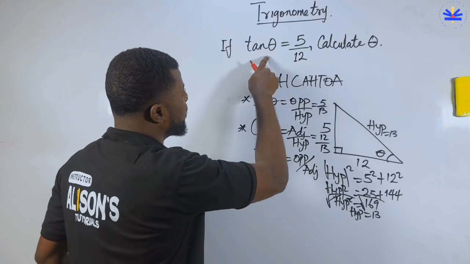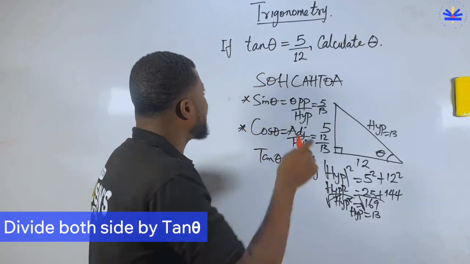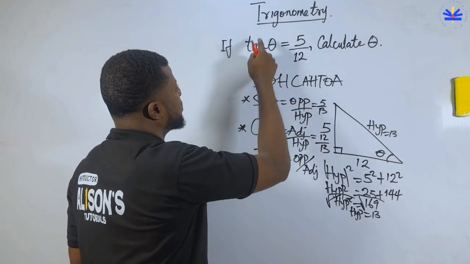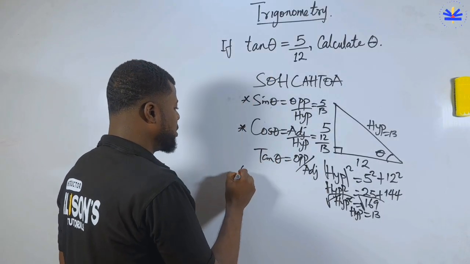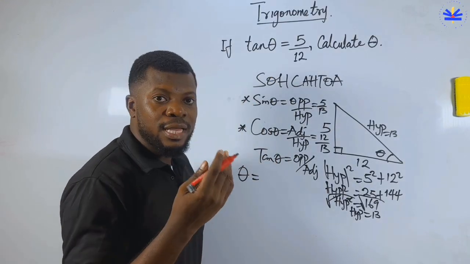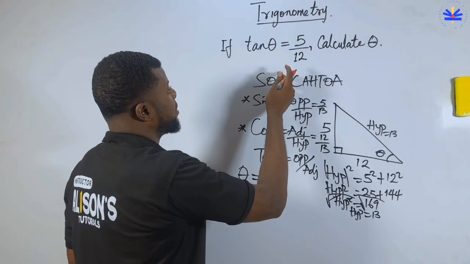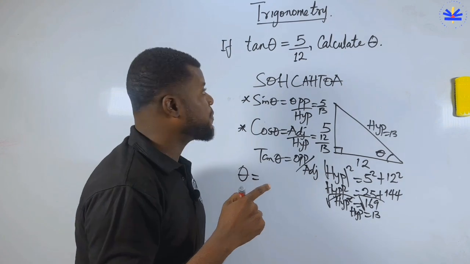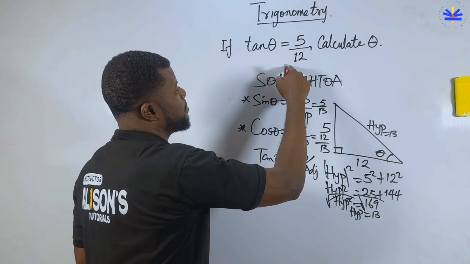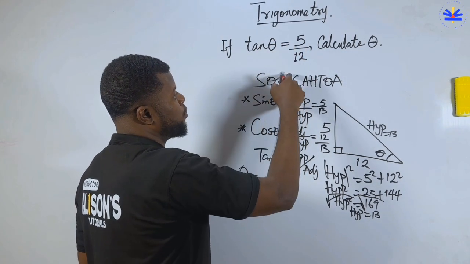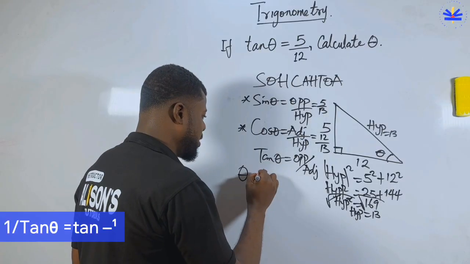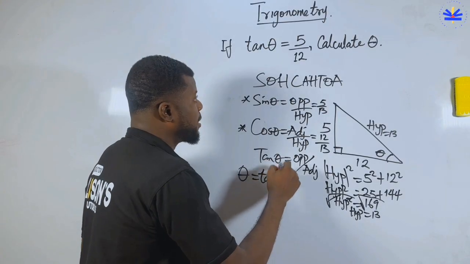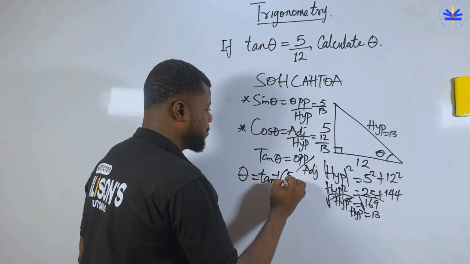For us to get this theta, technically we are dividing both sides by tan theta. If you divide this by tan theta, it cancels, leaving you with theta equal to, but that's exactly what we're just taking, the tan inverse. If that tan comes over here, it changes, because this is 5/12, and if you're dividing both sides by tan theta, it means you're having 1/tan theta, which can be written as inverse. Tan inverse of 5 divided by 12.